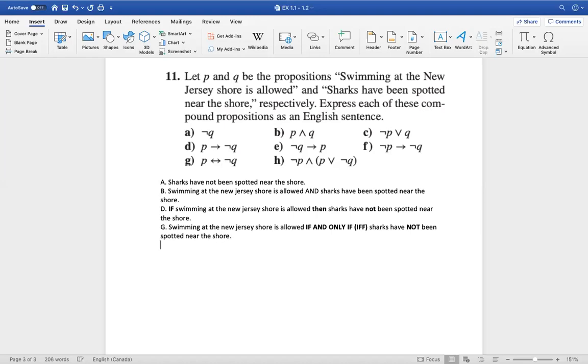Okay, let's do a last one. It's a little more difficult. So here we have negation of P, and whenever something is in the brackets, it's always resolved first. So we will say here, swimming at the Jersey shore is allowed, or sharks have not been spotted. Right? So let's put it down here.